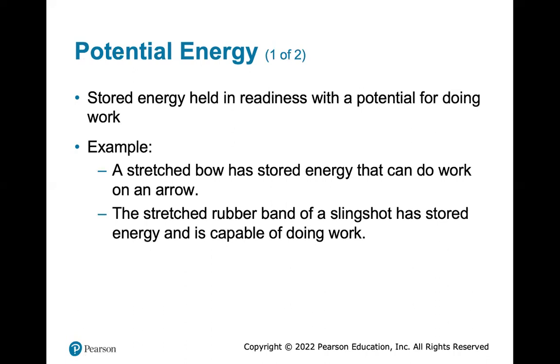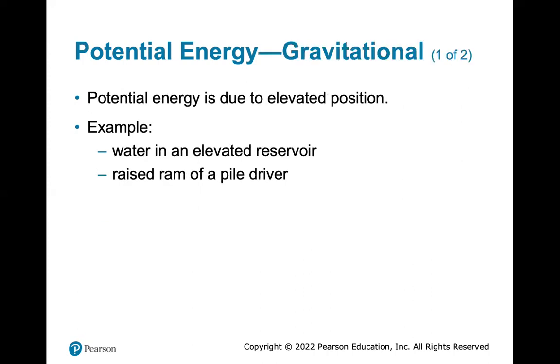Potential energy is stored energy held in readiness with a potential for doing work. Example, a stretched bow has stored energy that can do work on an arrow. The stretched rubber band of a slingshot has stored energy and is capable of doing work. If you compress a spring in a little toy gun, it has the potential to fire a little dart. If you hold a pile driver so many meters above a stake, when you drop it, it will drive in the stake. So in the up position, it has potential energy to do work, due to its elevated position.